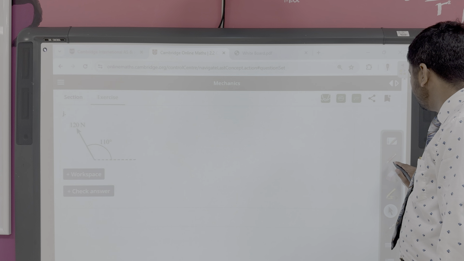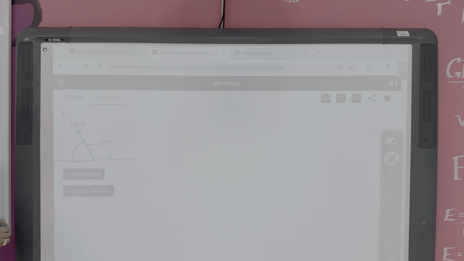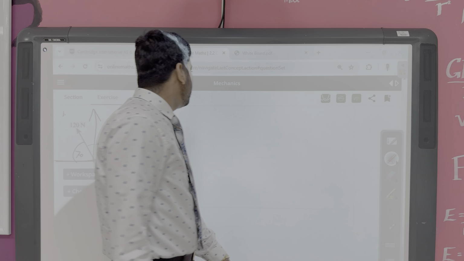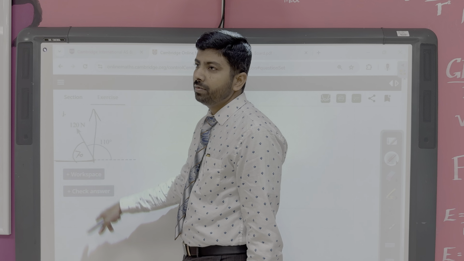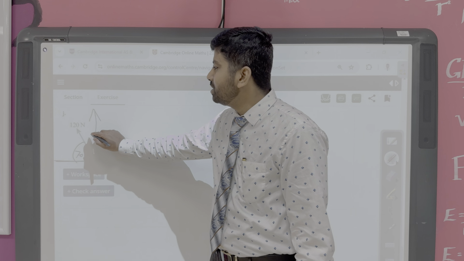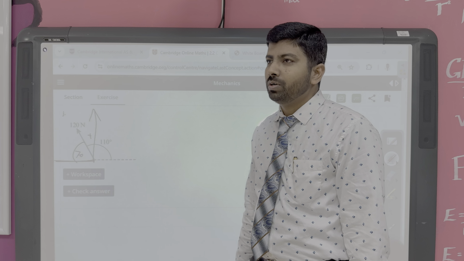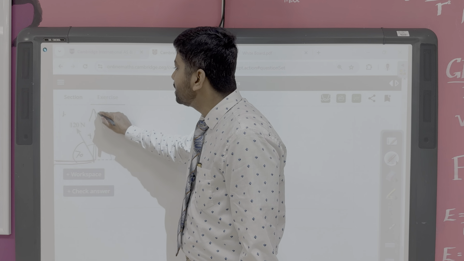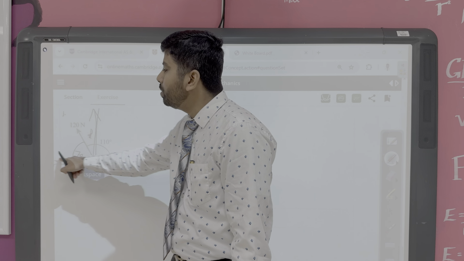Similarly, how can you draw this one? This is your 180 degree. Then if I draw, how much will this angle be? 70 degrees. Then if it is 70, then this one will be how much? So then you can write the component. You can make it cos 70, then it will be sine 70. 20, no problem, it is not required because we want this angle. If you are taking 20 here, then this one will be cos 20, this will be sine 20.